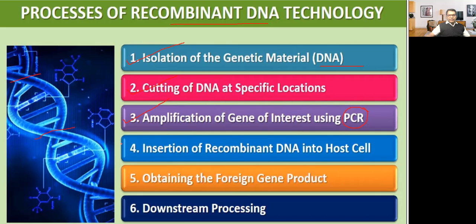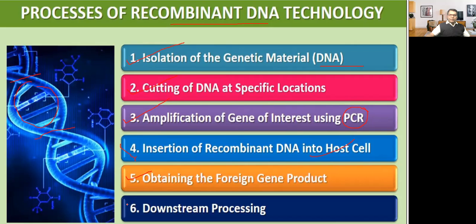Then this DNA fragment needs to be inserted. Inserted in what? Host cell. So the fourth step of recombinant DNA technology is insertion of recombinant DNA into the host cell. Then the fifth step is obtaining the foreign gene product. What is the product of this gene of interest? We have to obtain that product.